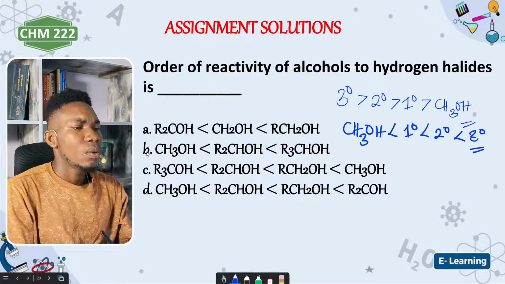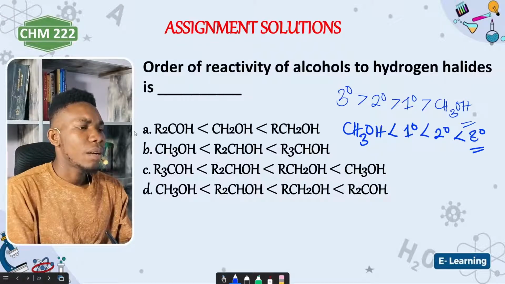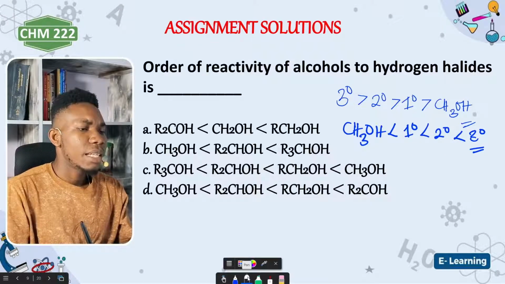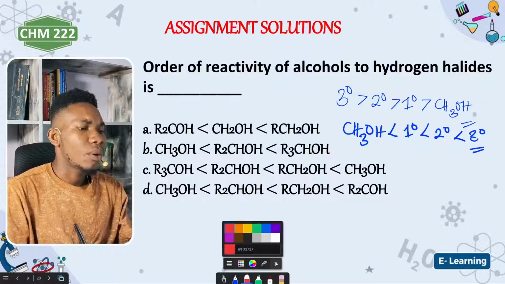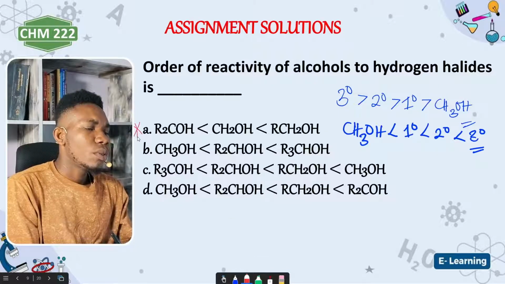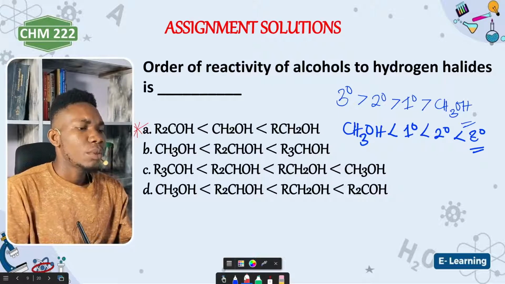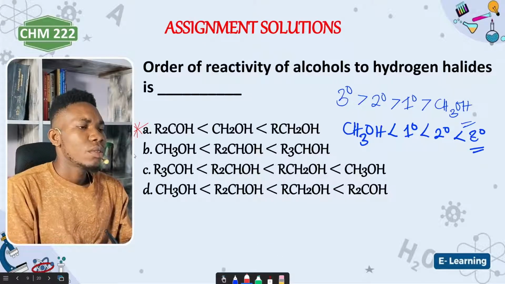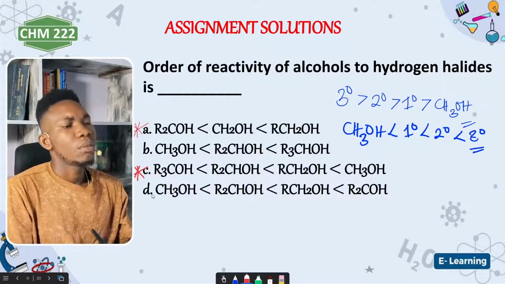Let's see the one that we think will be correct. This is methyl alcohol. First of all, let's eliminate anyone that does not start with methyl alcohol. So of course, this one will be out, because it does not start with methyl alcohol. This one starts with methyl alcohol, so it will be part. This one does not start with methyl alcohol. This one starts with methyl alcohol.